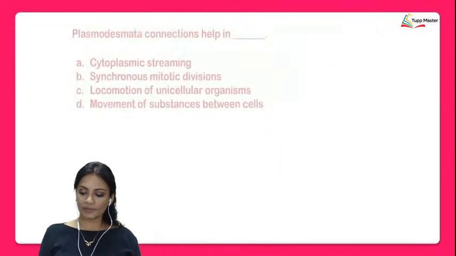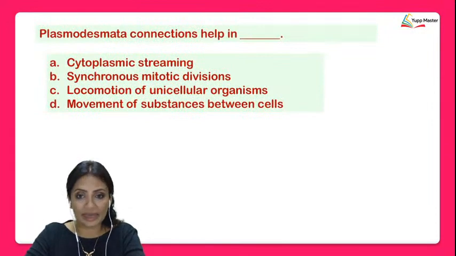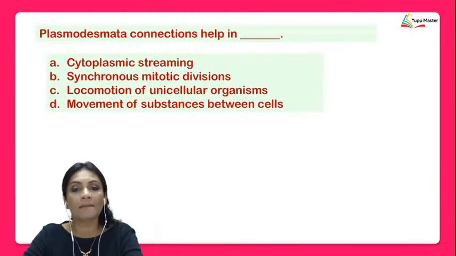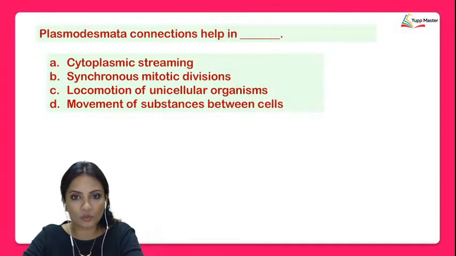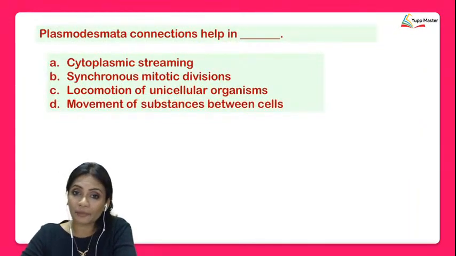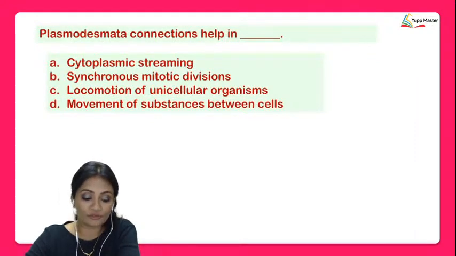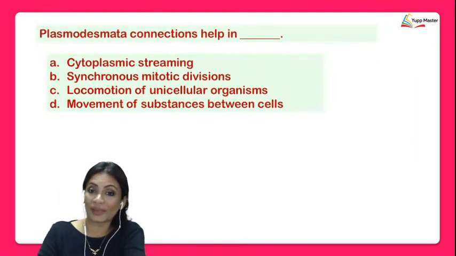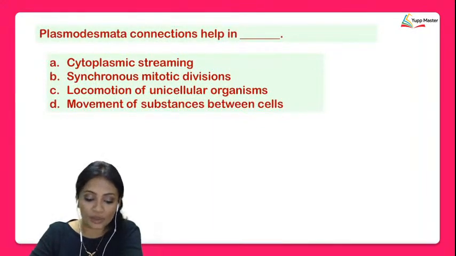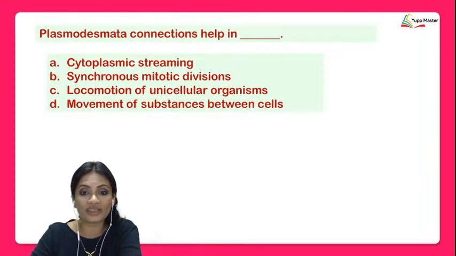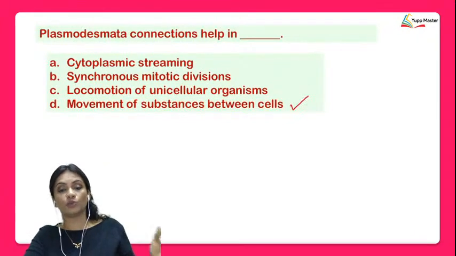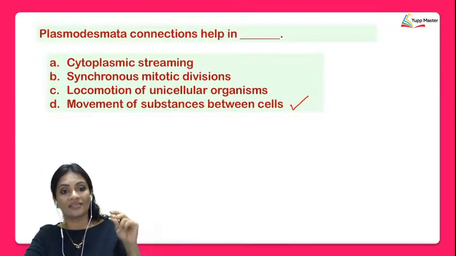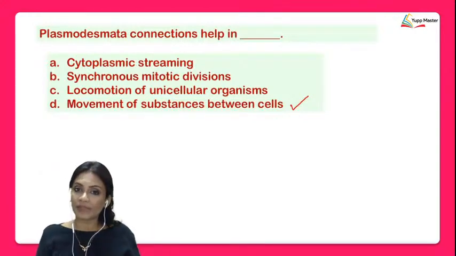Next, plasmodesmata connections help in what? Plasmodesmata were those connections present between the cell walls in plant cells. Do you remember that? What do they help in? They are basically present so that any substance can be carried from one cell to another. So it behaves as a bridge. It helps in the movement of substances between two adjacent cells. Whenever you want any substance to travel from one cell to another, plasmodesmata is the one that helps in that.